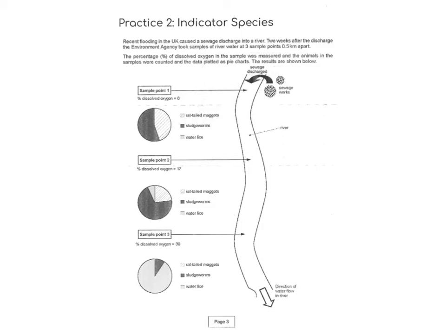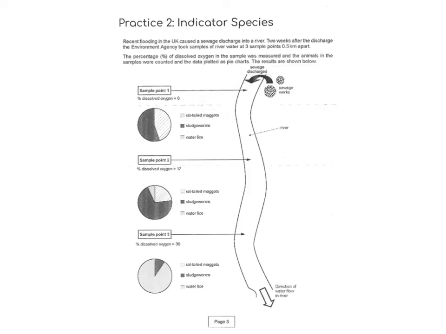Our second question then, indicator species. So recent flooding in the UK caused a sewage discharge into a river. 2 weeks after the discharge, the Environment Agency took samples of river water at 3 sample points 0.5 kilometres apart. The percentage of dissolved oxygen in the sample was measured, and the animals in the samples were counted and the data plotted as a pie chart. The results are shown below.